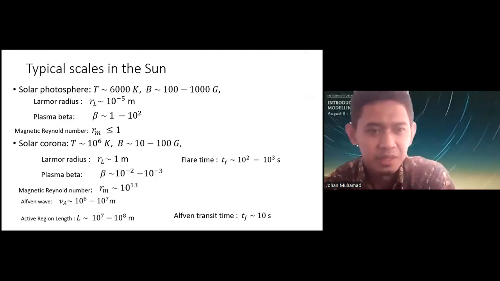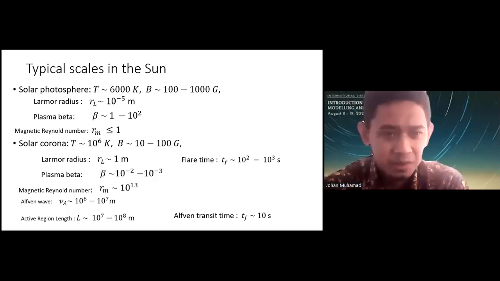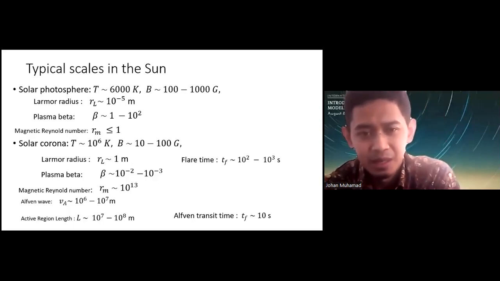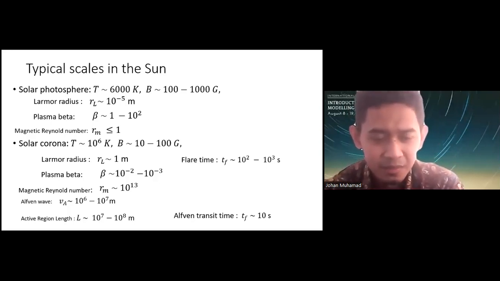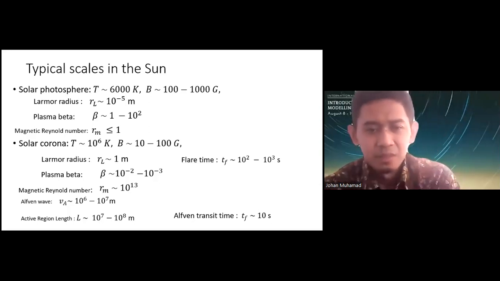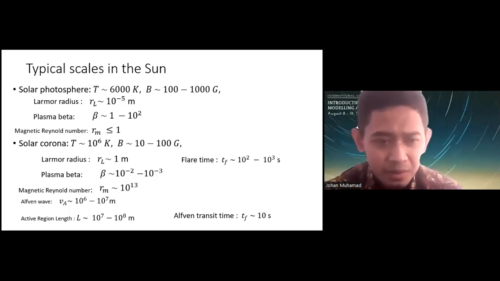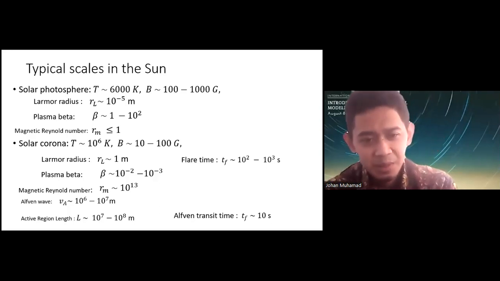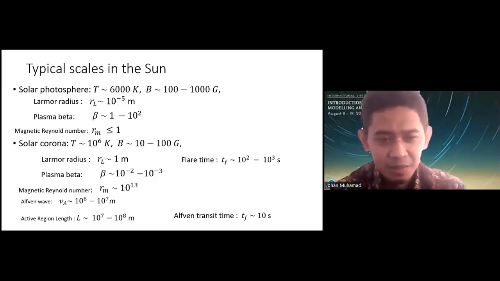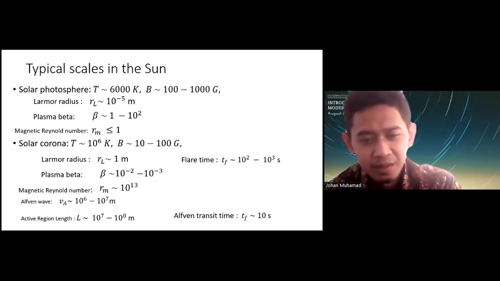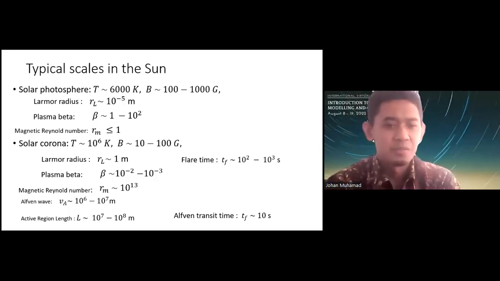So these are some typical scales in the sun. In the solar photosphere, we have a temperature of about 6,000 Kelvin and a magnetic field strength of about 100 to 1,000 Gauss. The Larmor radius is very small, less than 1 centimeter, and the plasma beta is a little bit low, and the magnetic Reynolds number is also low. If I mention plasma beta and magnetic Reynolds number, you have to be able to grasp what the environment is there. If plasma beta is low, it means that the magnetic pressure is more dominant than the plasma pressure.